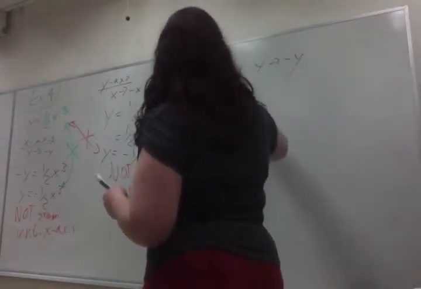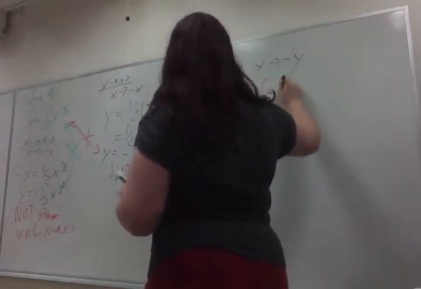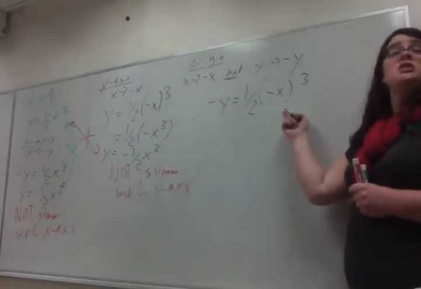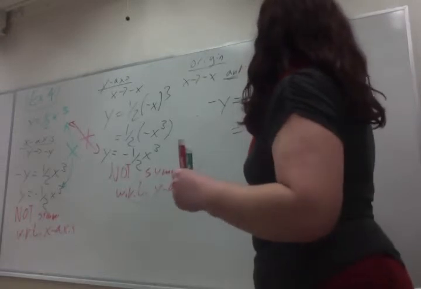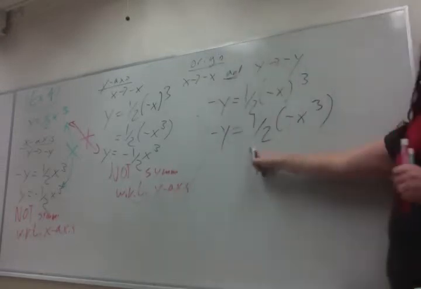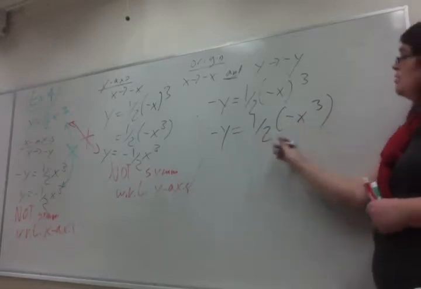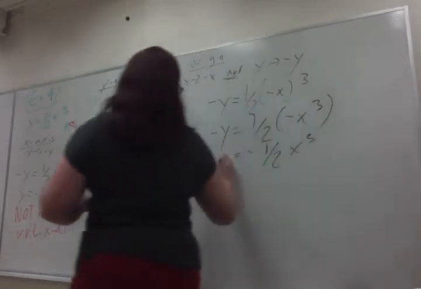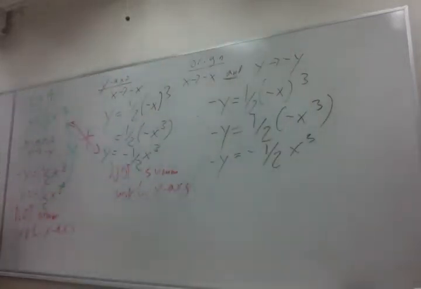So we'll get here negative y equals 1/2 times negative x cubed. A negative number cubed gives you a negative number. So we get negative y equals 1/2 negative x cubed. 1/2 times negative 1 x cubed is negative 1/2 x cubed.